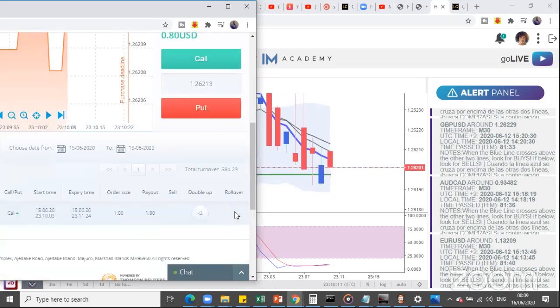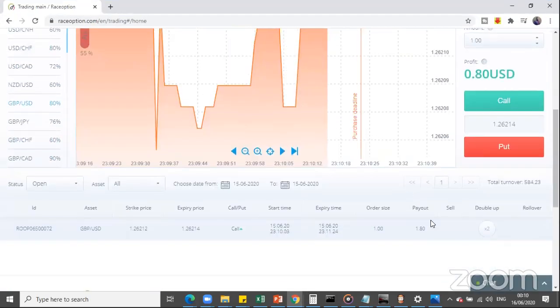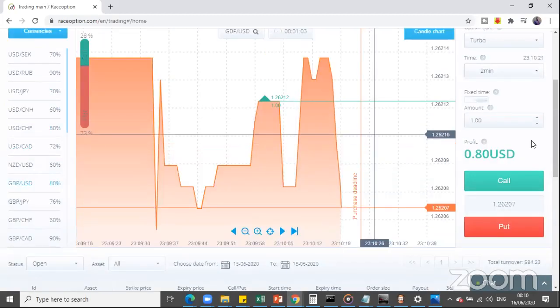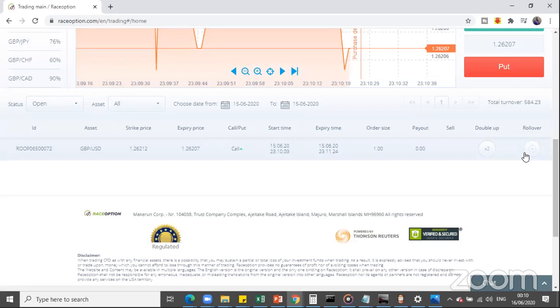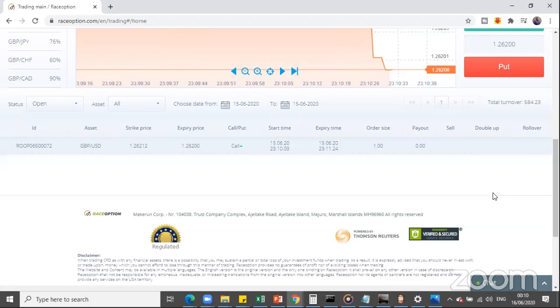Now, this is the rollover button, guys. If this trade remains below, you can roll over. If it is 1 minute or 2 minutes, you don't take time to roll over. So I'll click on rollover for practice sake. So I've clicked on rollover.